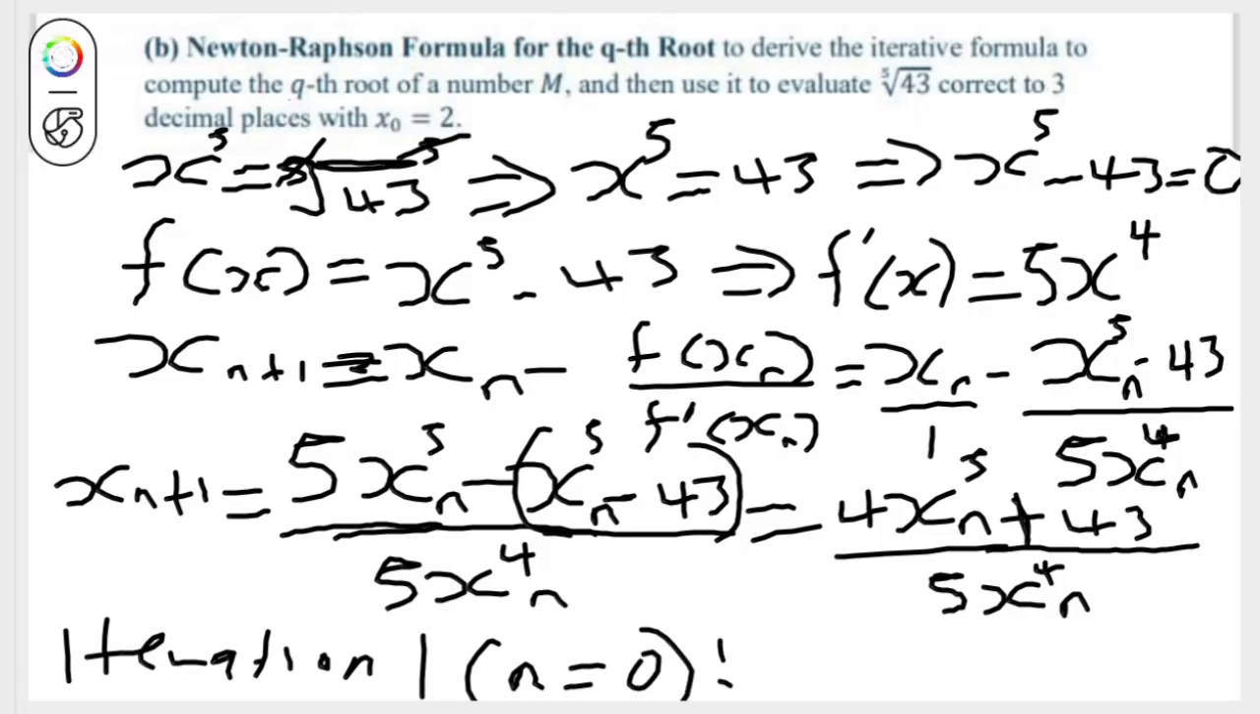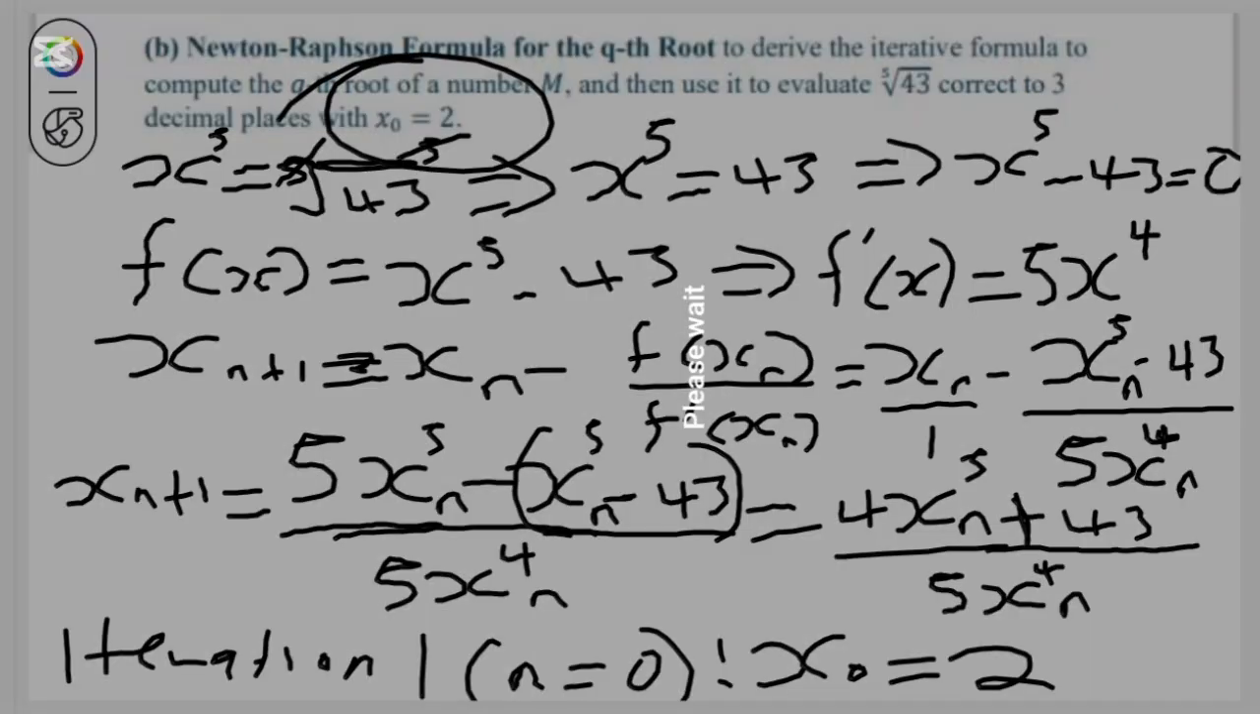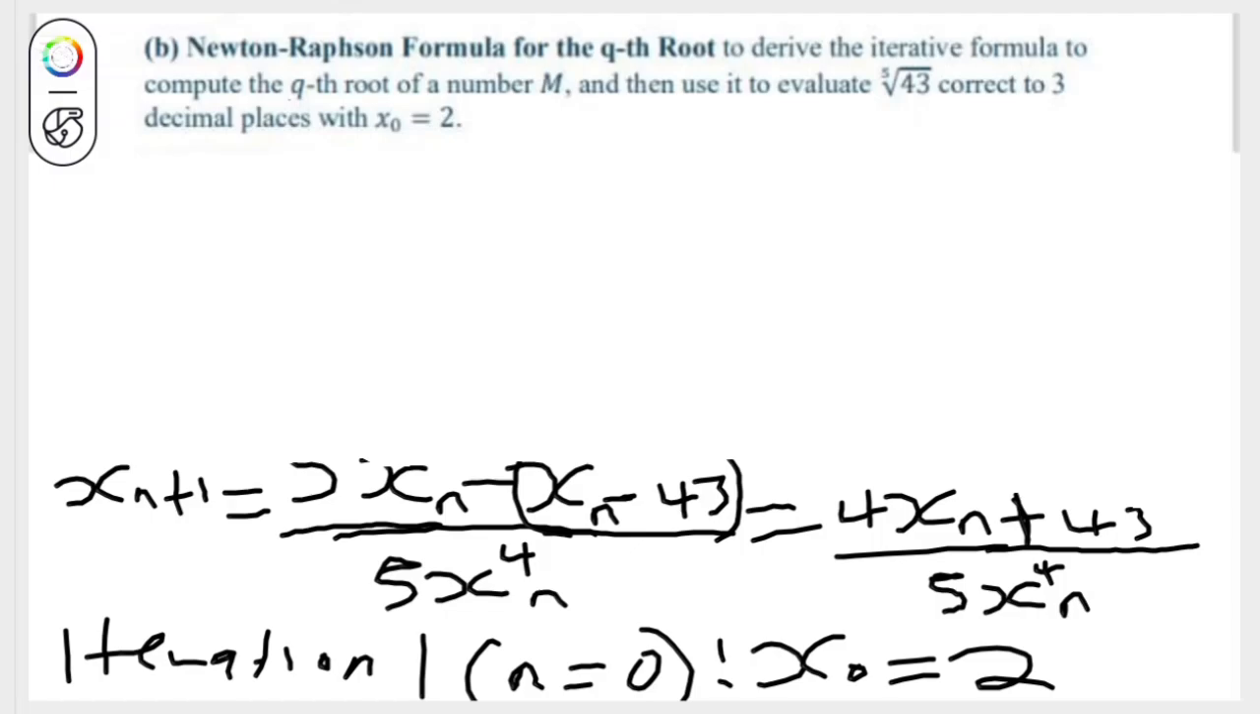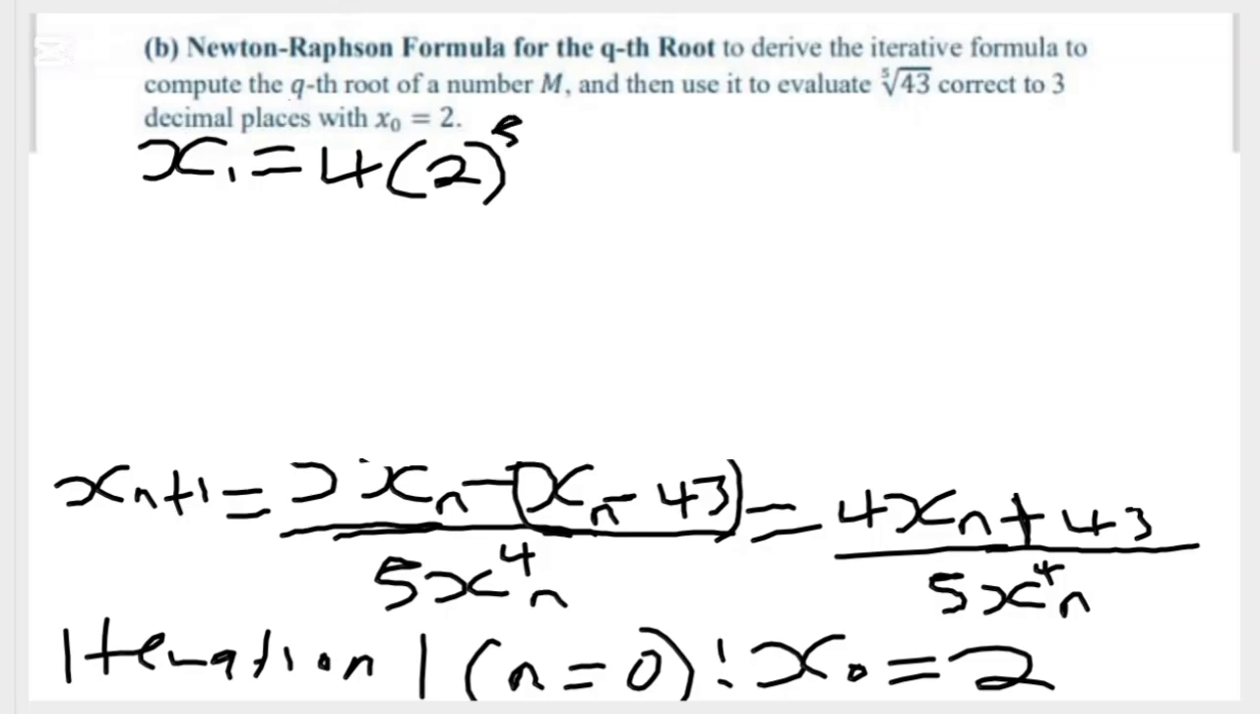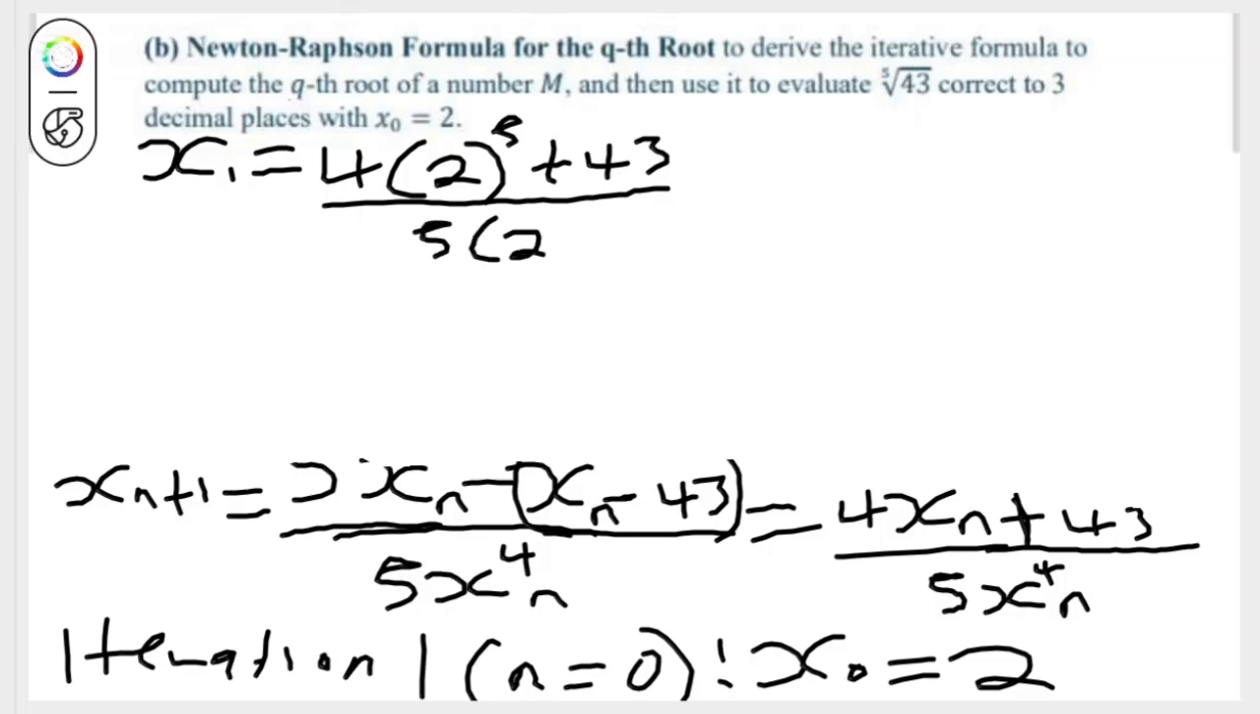And also from the question, they give us that when x0 is equal to 2, this is 8. So from the first iteration, when n is equal to 0, therefore 0 plus 1 is 1. So I will say x1 is equal to 4 times, when x is equal to 2 from the question, the reciprocal of 5 to the power of 5, plus 43, divided by 5 multiplied by 2 to the power of 4.